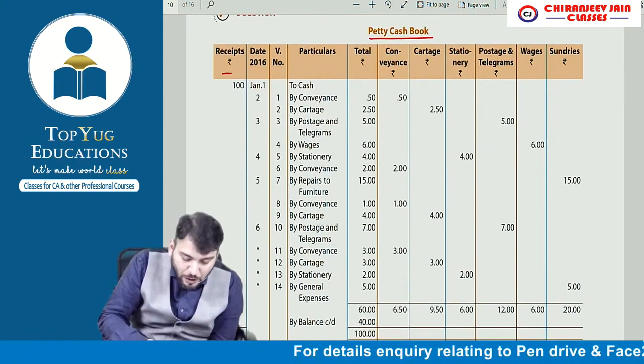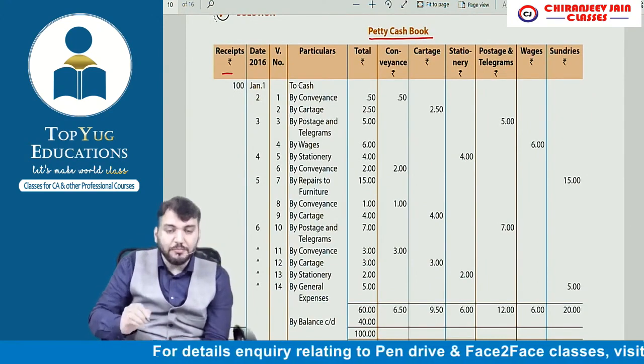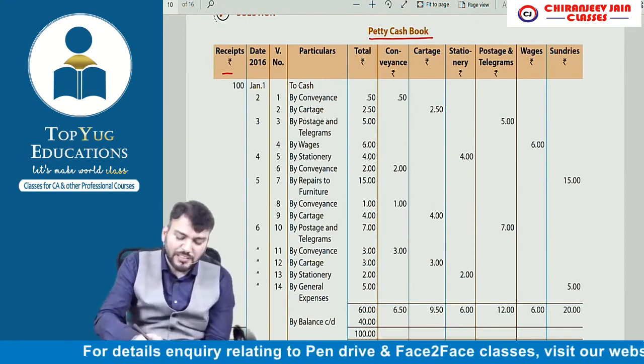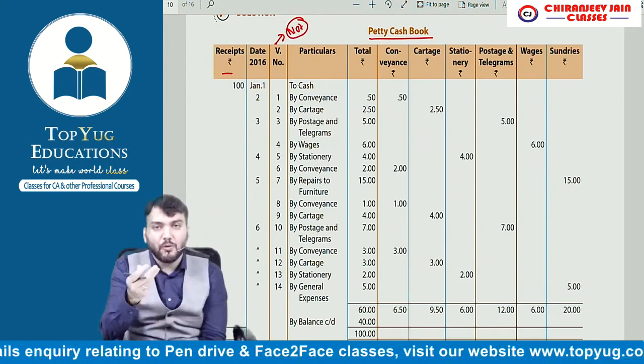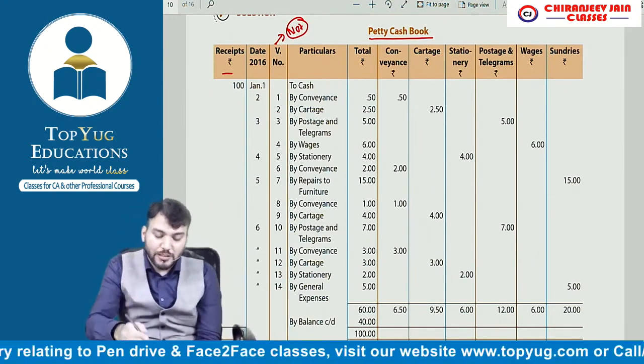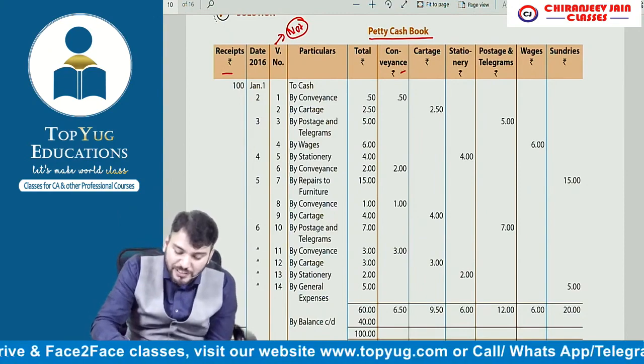There will be first the receipt column. First you will draw the receipt column, then date column, then voucher number. This is not required in the exam because they will not give the voucher number. If you want to make it, make it, otherwise leave it. Then particulars, then total, then all expenses, conveyance expense.